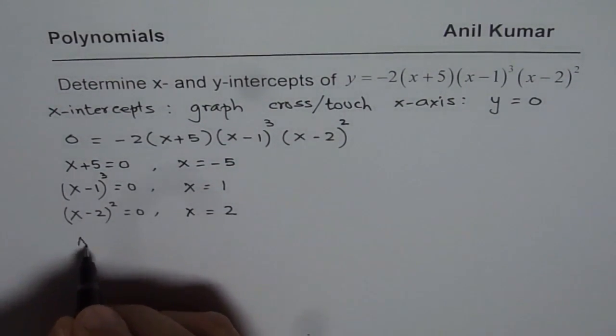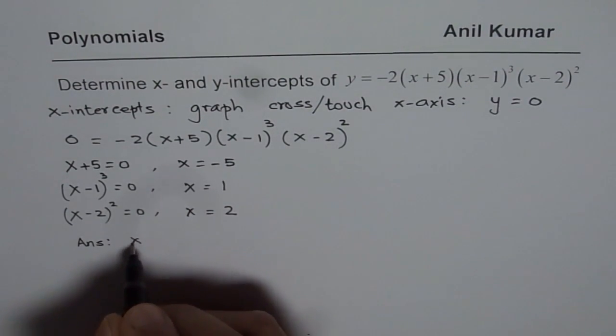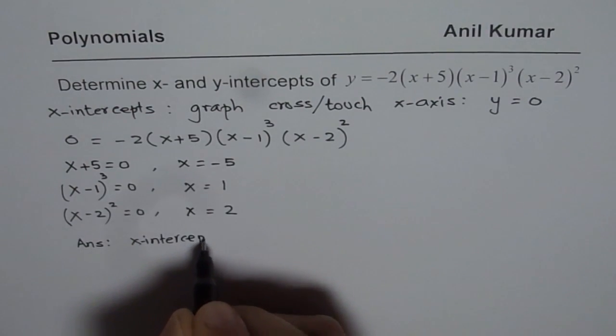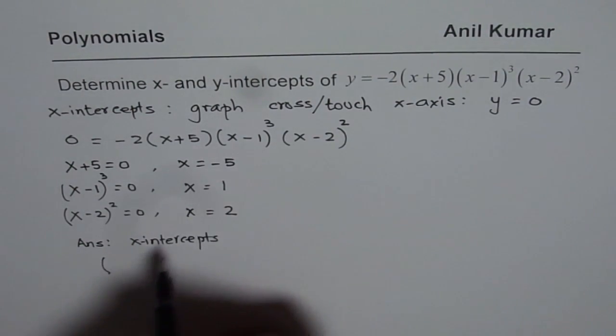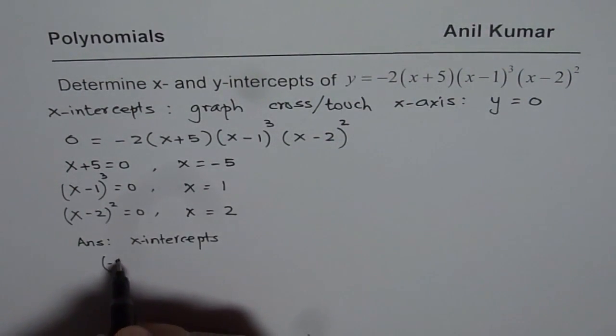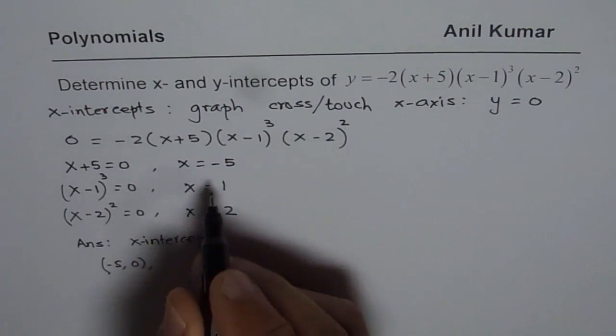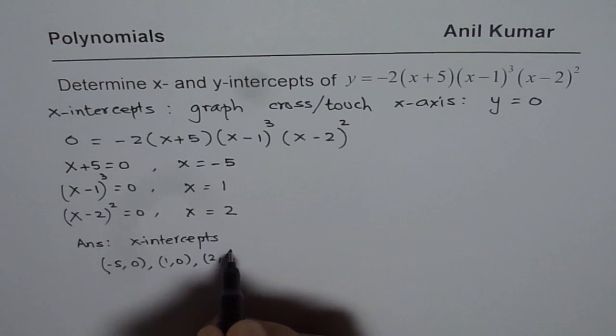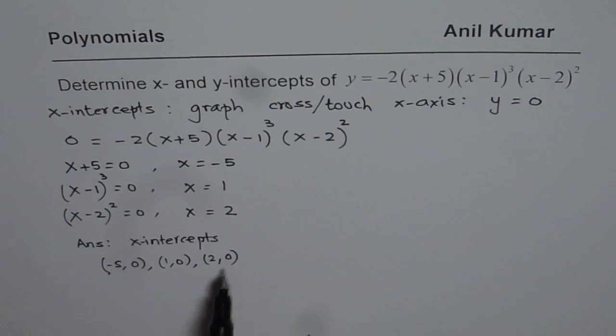So our answer for the x-intercepts is: the y value is 0, so we can write (minus 5, 0), (1, 0), and (2, 0). So these are the x-intercepts. Note the y value will always be 0 for x-intercepts. Okay, now let us see how to find the y-intercept.